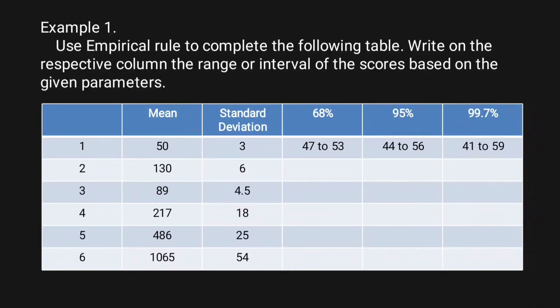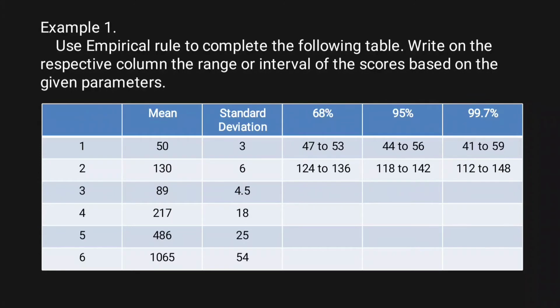Okay, so ulitin lang natin yung process. So we have mean 130, then standard deviation is 6. So minus 6 and plus 6 lang to get the 68%. So that is 124 to 136. So 95%, 2 standard deviations from the mean. So minus 6 sa lower, plus 6 dun sa upper limit natin. So therefore the 95%, ang range niya is 118 to 142. So to get the 99.7%, repeat the process. So we have minus 6 and then plus 6. So therefore, the 99.7%, ang range is 112 to 148.